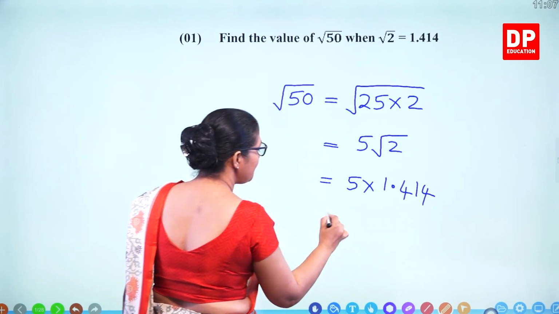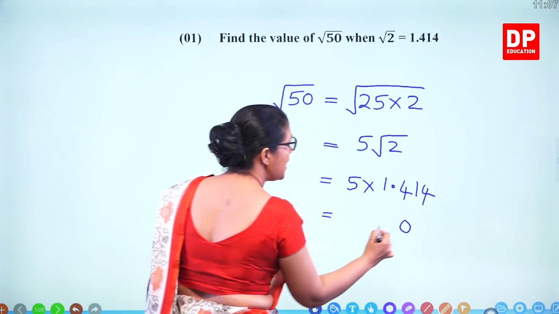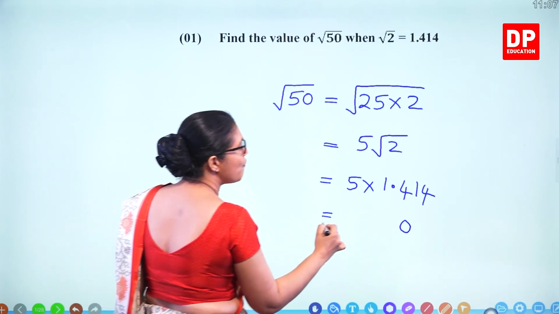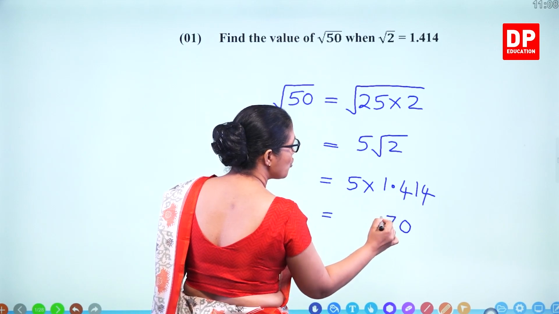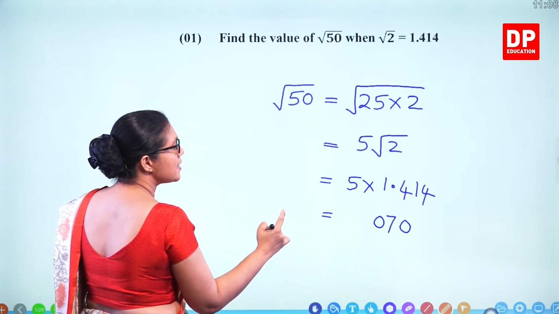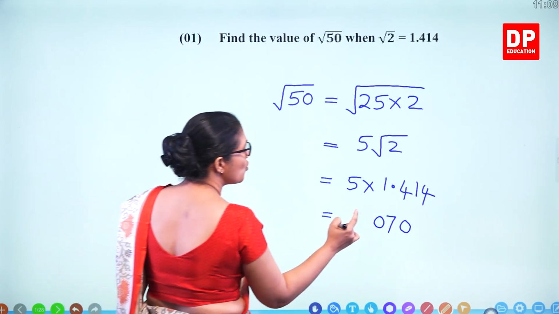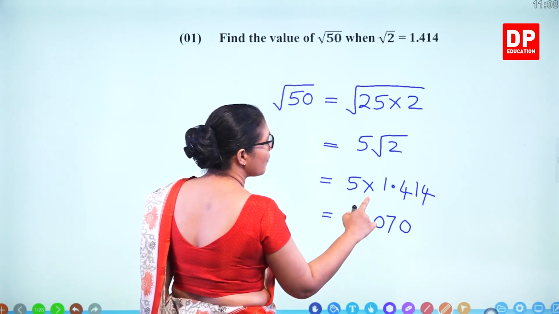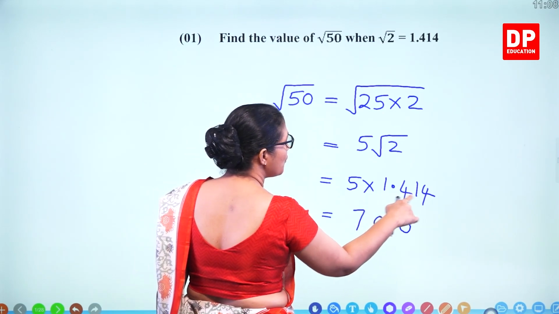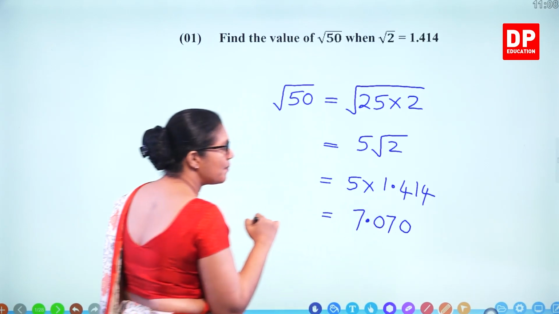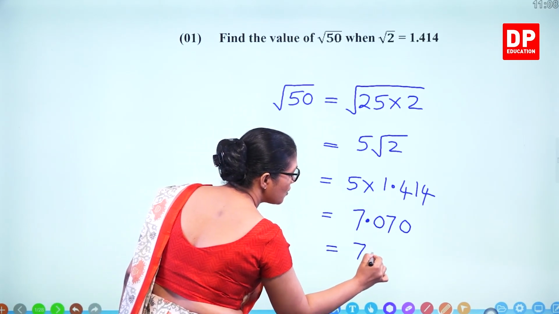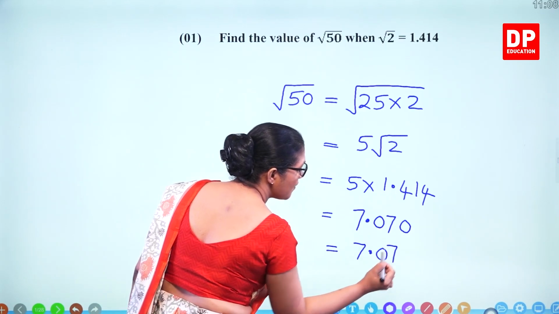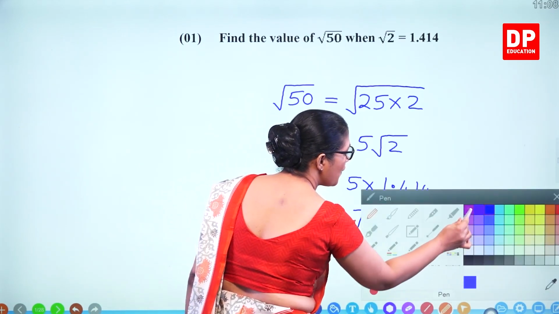1.414. 5 times 4 is 20, 2 remaining. 5 times 1 is 5, plus 2 is 7. So, 3 decimal places. Keep 3 decimal places. You don't need to write this 0. You can write 7.07. So, 2 marks for that.